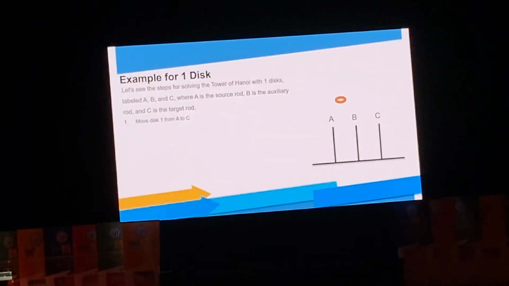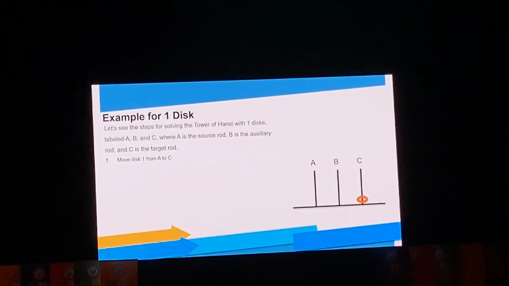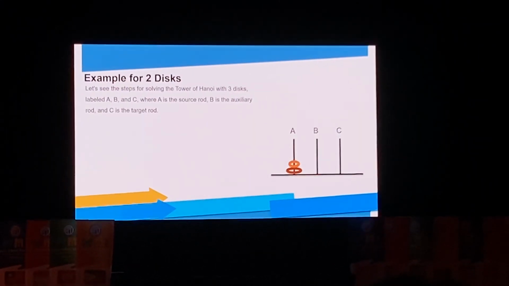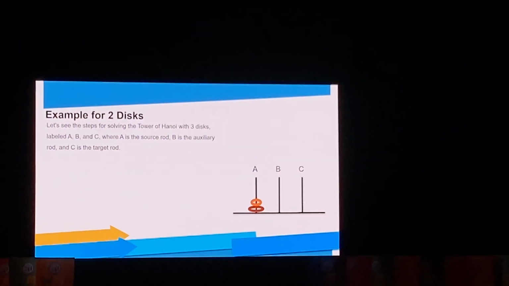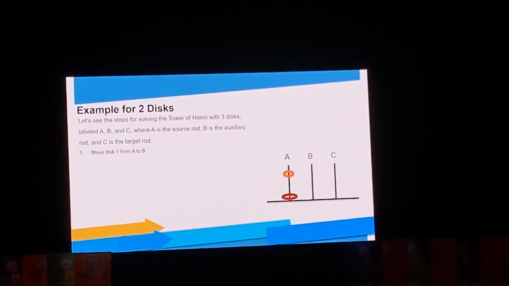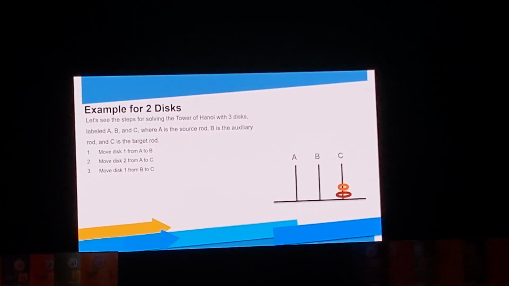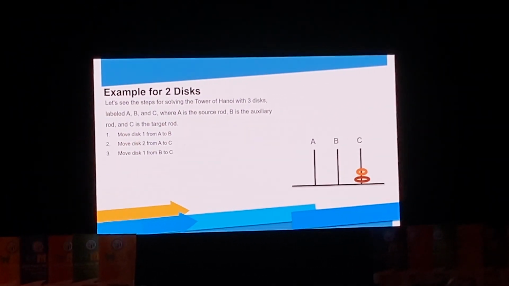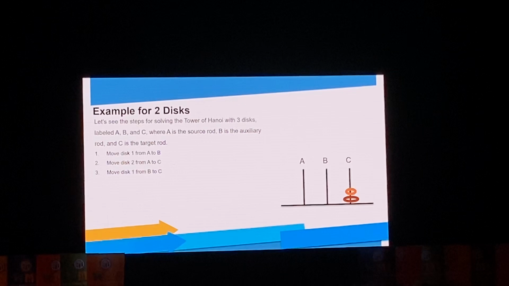Okay, one disc, A to C. 2 discs. A to B, A to C, then B to C. Okay, next.